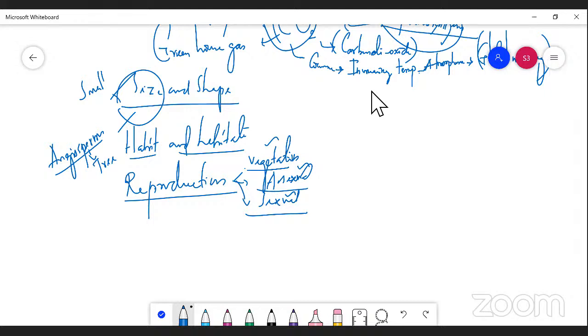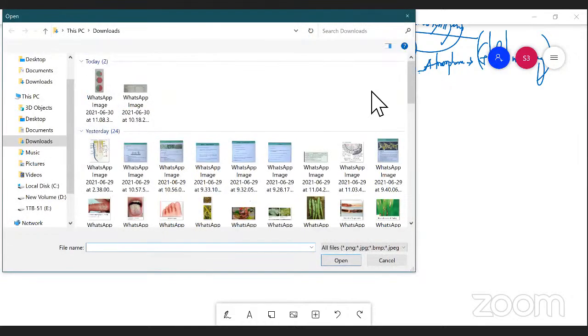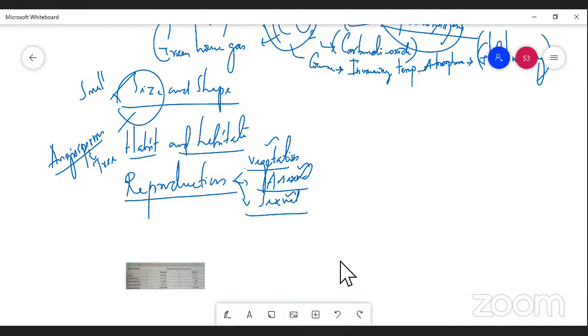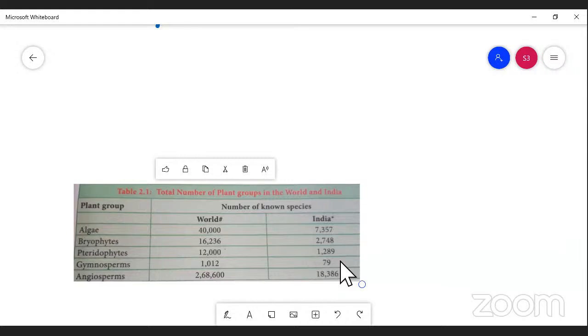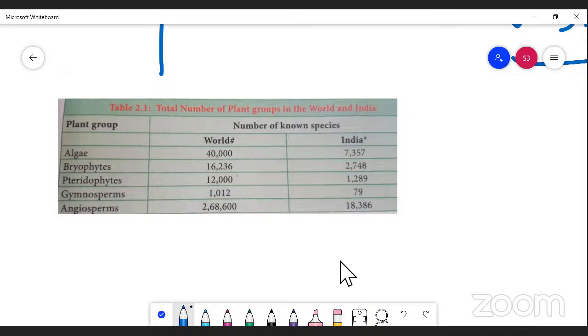Now I'm going to the next topic: what are the kinds of species that occur in the world as well as India, and the number of plant species. Algae: how many are there? 40,000 species are there.